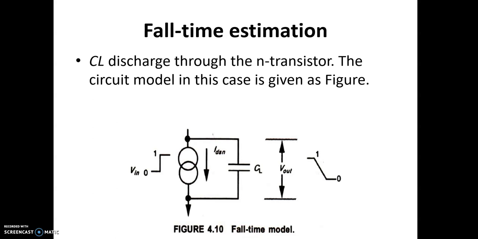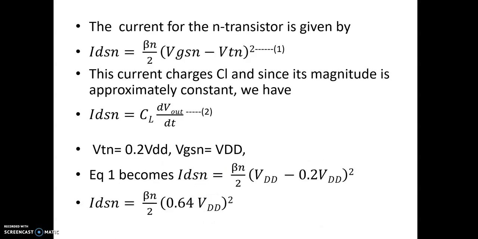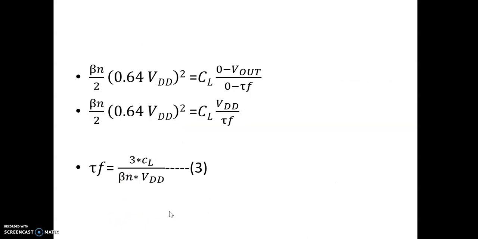That is, it is discharging the output. In that case, again on the same lines, assuming that the N transistor is in saturation, we know this will be the equation. Again, IDSN, the discharge current, is nothing but C dV by dt, and substituting VTN as 0.2 VDD and VGSN equal to VDD. Substituting in the first equation, we get IDSN is beta n by 2, (0.64 VDD) whole square.